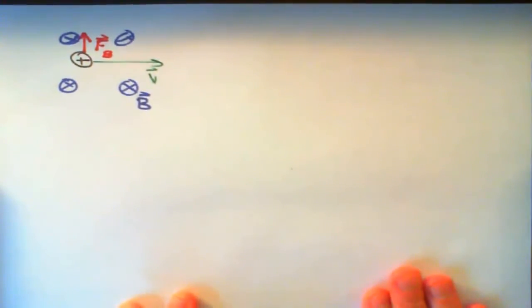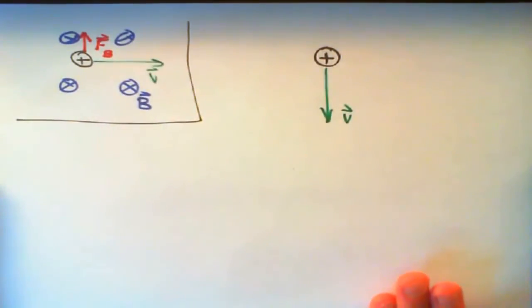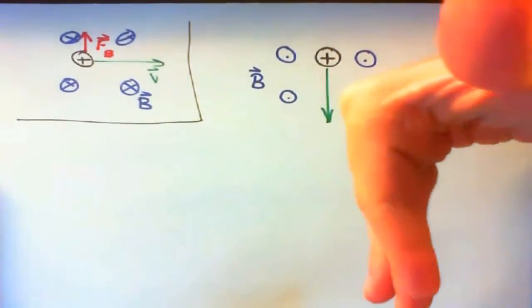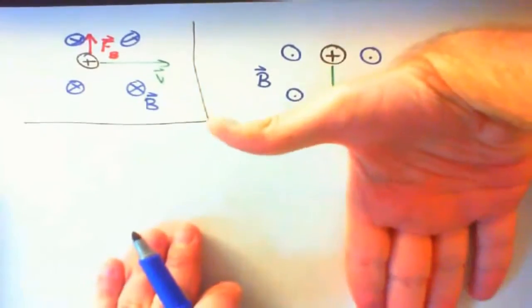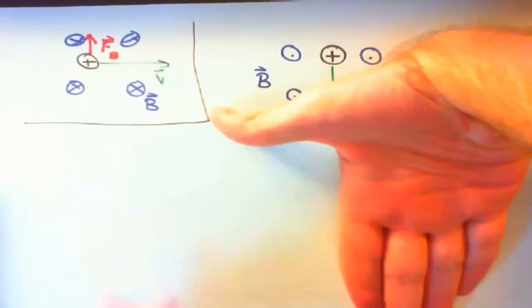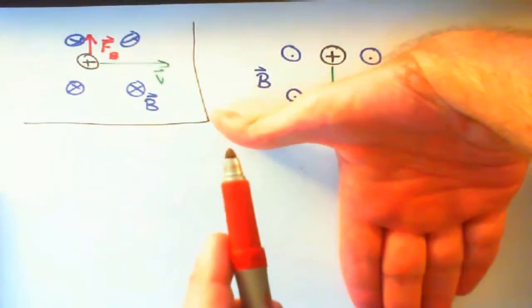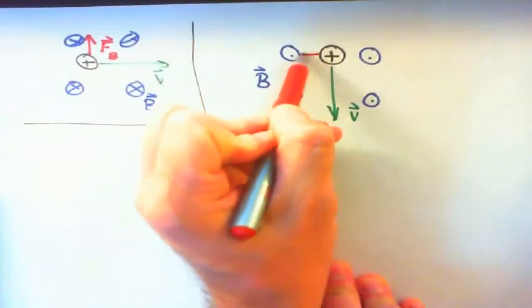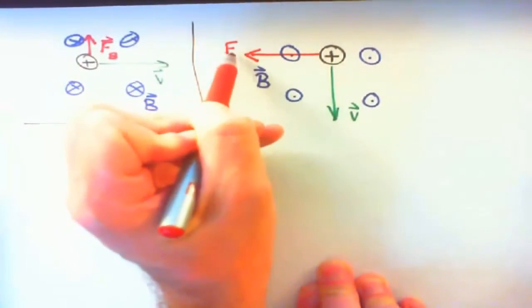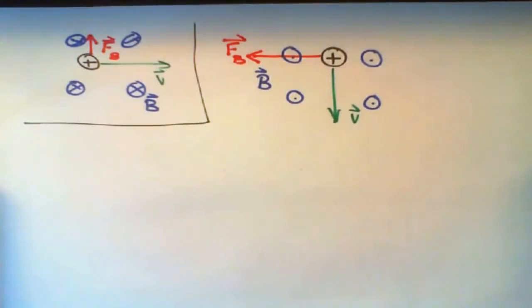Let's try another one. Let's say we have a positive charge moving towards the bottom of the page. Then let's say we have a magnetic field pointing out of the page. To figure out the direction of the force, we point our fingers in the direction of the velocity. You point your palm in the direction of the magnetic field, and then your thumb will point in the direction of the force on a positive charge. So a positive charge would feel a force to the left of the page. And we have a positive charge, so there we go.